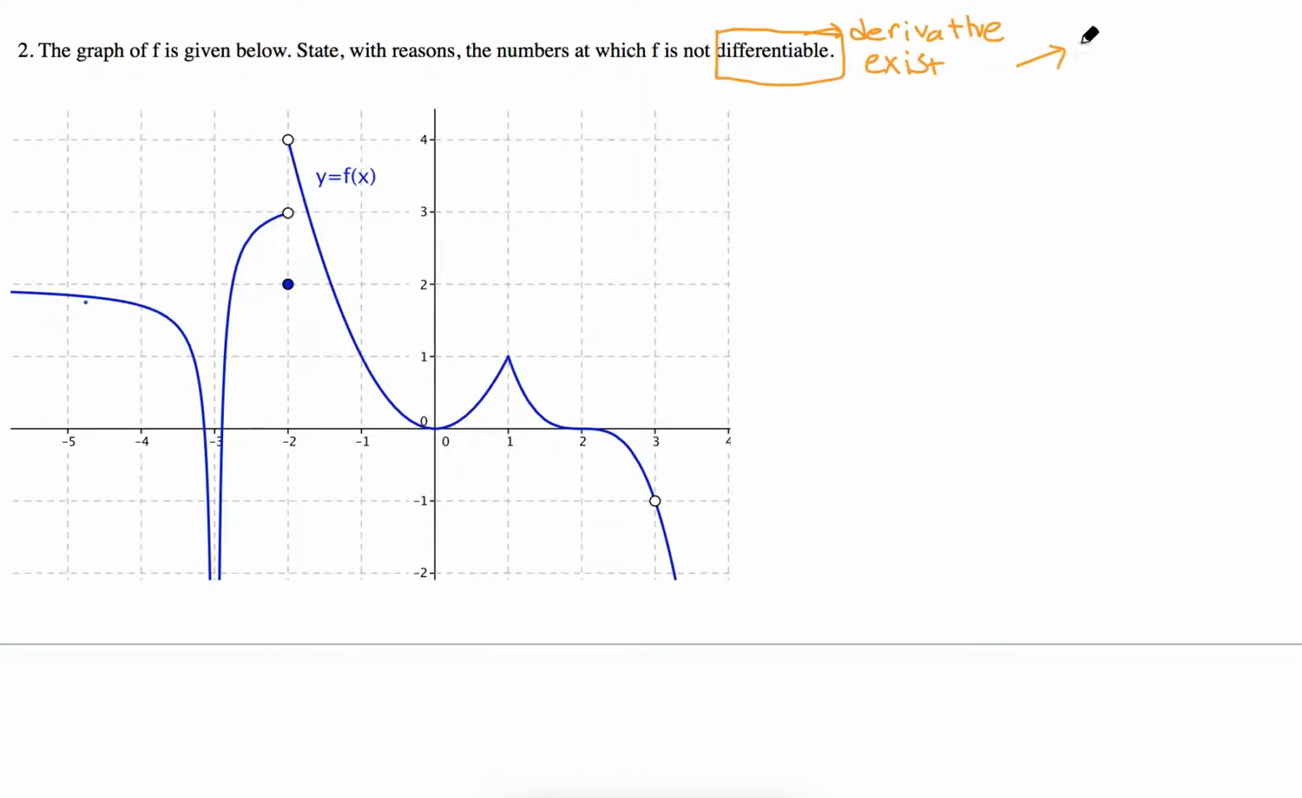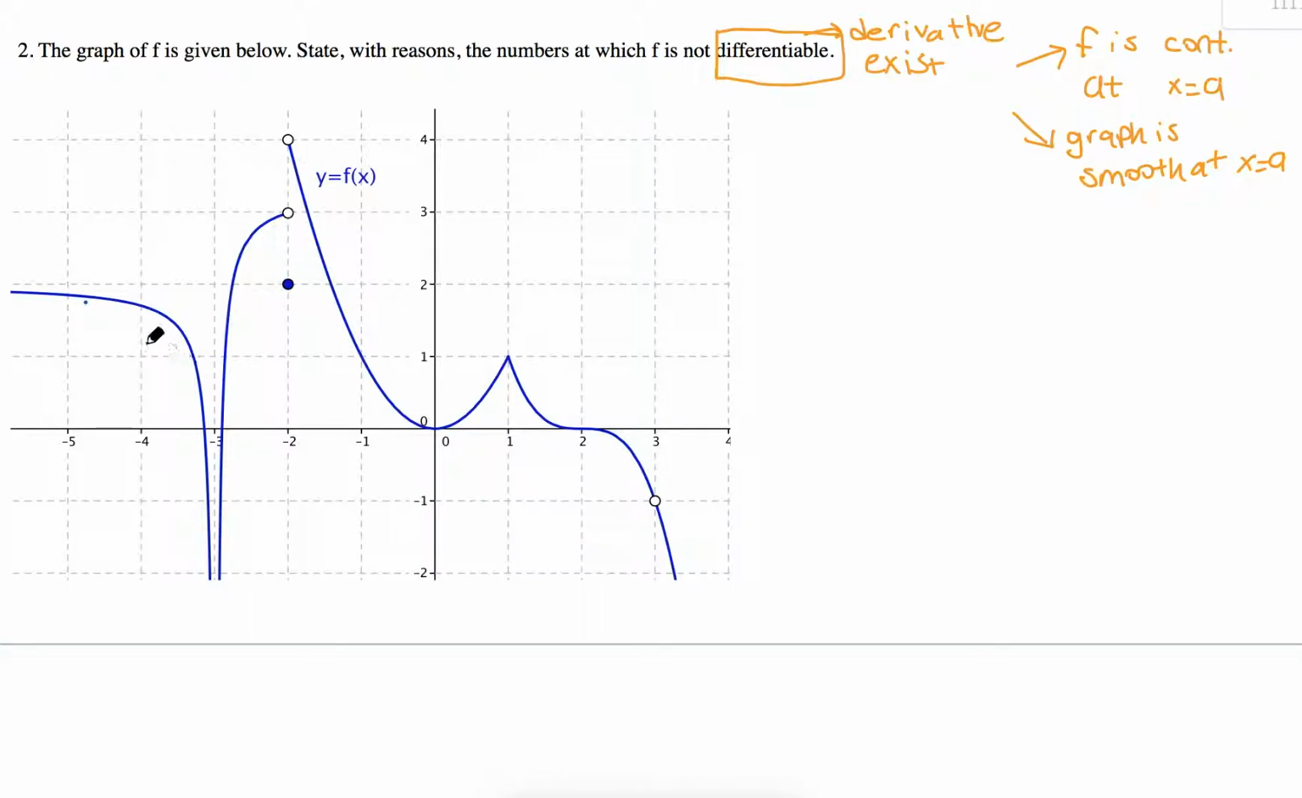First, we want our function to be continuous at the given number. F is continuous at x equals a. Second, we want the graph of the function to be smooth at x equals a. So the graph is smooth at x equals a. If one of them fails, then our function will not be differentiable.